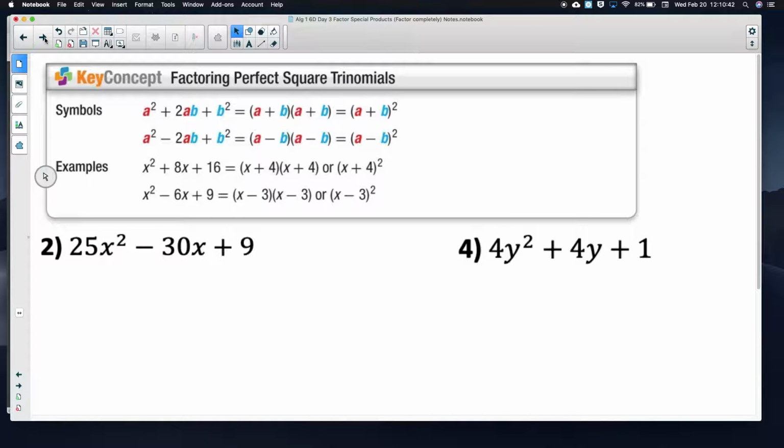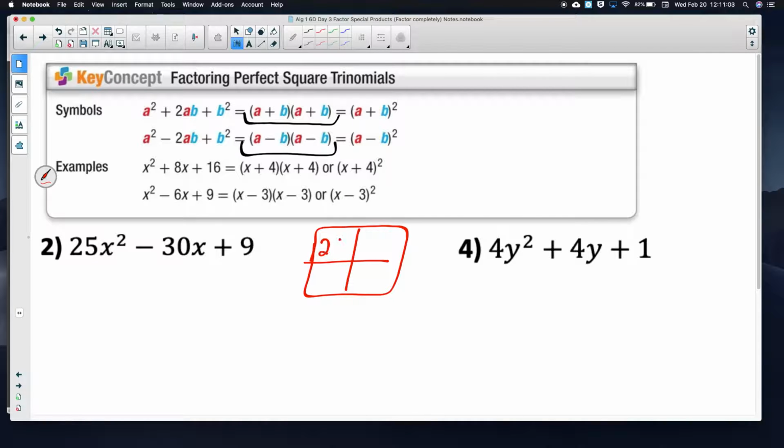The second pattern is a perfect square trinomial. And we dealt with these too. We dealt with multiplying these back a couple videos ago. So now we're looking at factoring, or breaking down that multiplication. So same idea, I want to just use a box. In example 2, I've got 25x squared and 9. So I need to find two numbers that multiply together to give me 225x squared, and they need to add to give me negative 30x.